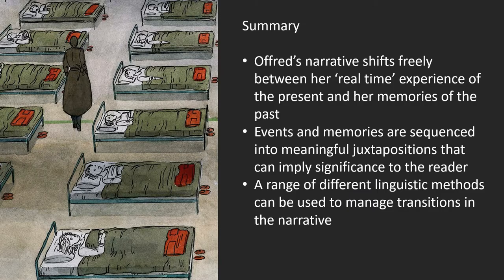So, in terms of a summary, we've looked at the structure of the narrative within The Handmaid's Tale and some really clear principles for how the narrative is structured. We know that Offred's narrative is freely shifting between her real-time present experience and her memories of the past, and that we discussed how those memories can be more or less recent. Events and memories, we know, are sequenced into meaningful juxtapositions that can imply significance to the reader. And we also have looked at a range of different linguistic methods that can be used to manage these transitions in the narrative. Thank you for your focus.